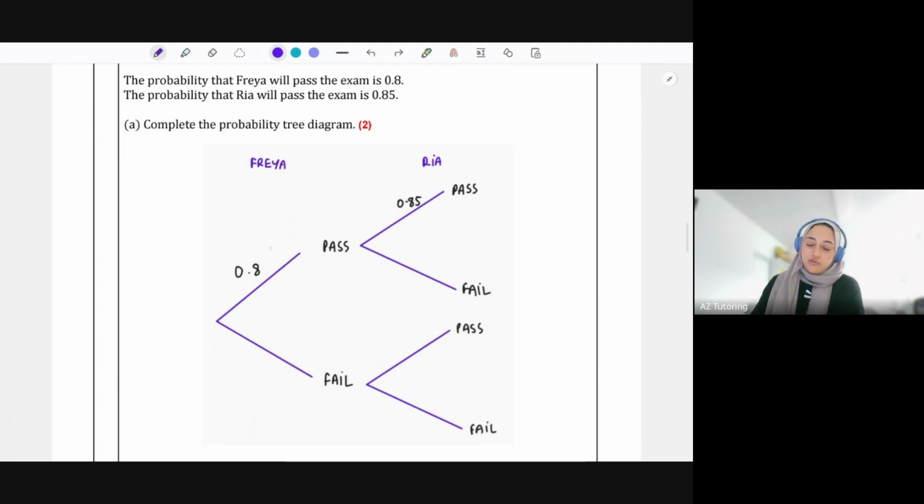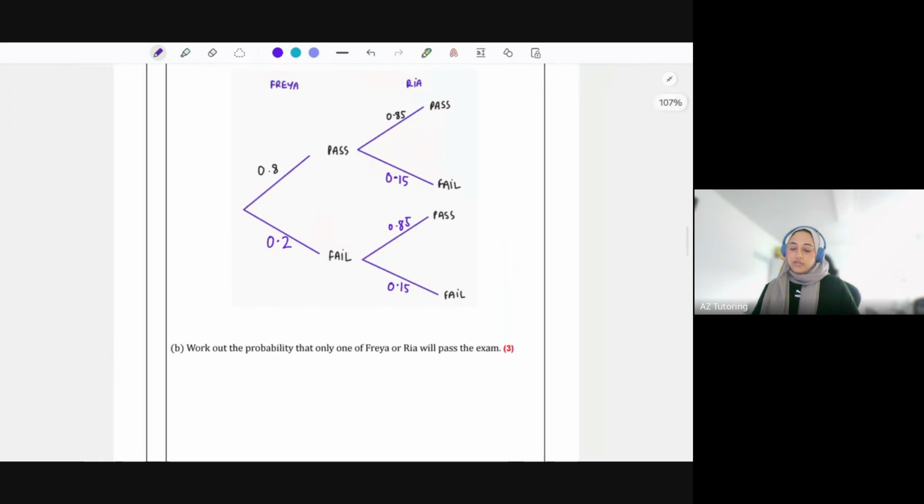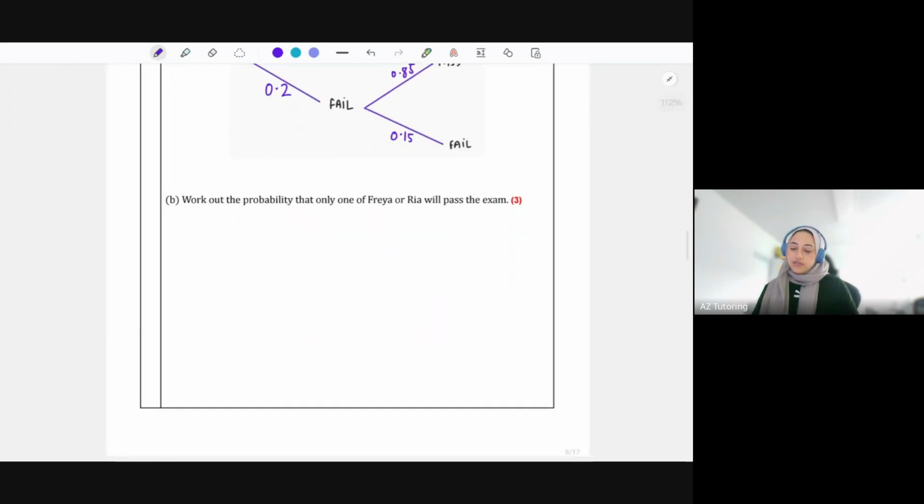Complete the probability tree diagram. And remember, each of these have to add up to 1. So doing that, 0.8, 1 minus 0.8 is 0.2. So the probability Freya will fail is 0.2. For Ria, if she passes, it's 0.85. So 1 minus 0.85 is 0.15. And we just need to repeat the same thing here. Because if Freya fails, that doesn't affect Ria passing or failing. So therefore, the probabilities stay exactly the same. Okay, so that's the tree. That'll help us with the next question.